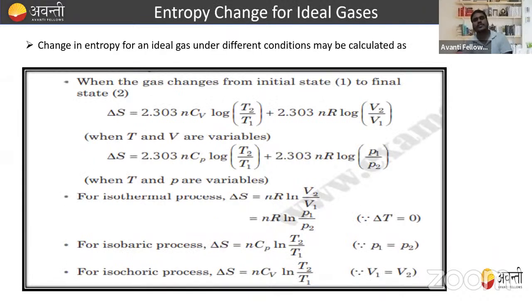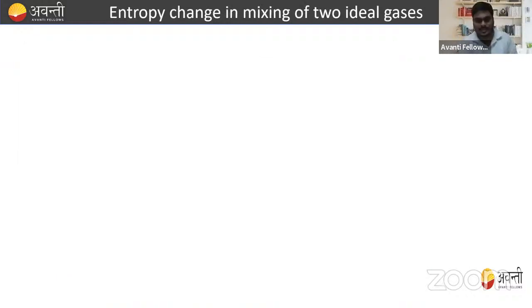You can also remember the entropy change for the ideal gas. In case of isothermal process, the formula is delta S is equal to nR ln V2 by V1, and alternatively nR ln P1 by P2. For the isobaric process, we have nCp ln T2 over T1. And for the isochoric process, we have delta S equal to nCv ln T2 by T1, where the volume is constant. I hope you understand this.